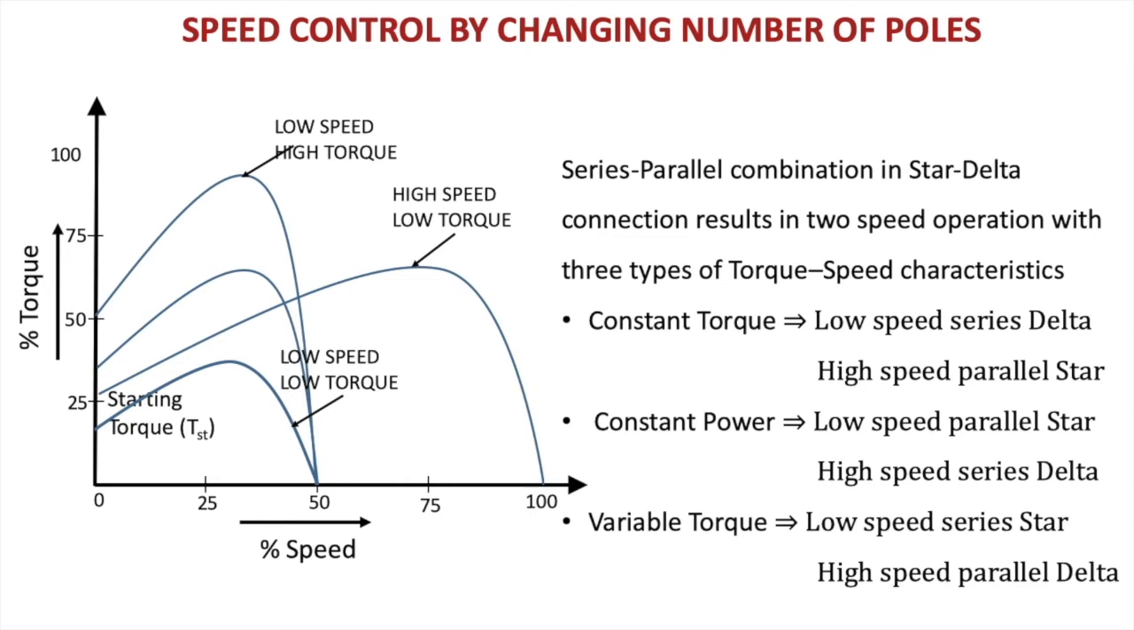With the help of the torque speed characteristics, we have drawn the base one, which we have achieved with 50% of the speed, and the remaining with the variation of the series parallel combination of the coils and the star and delta connection. So you can have all the combinations: low speed, high torque; high speed, low torque; high speed, high torque; and low speed, low torque can also be achieved.